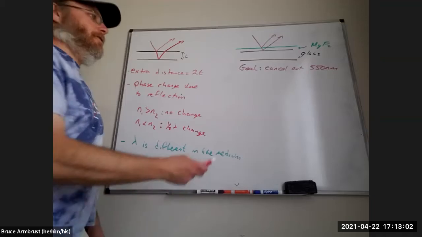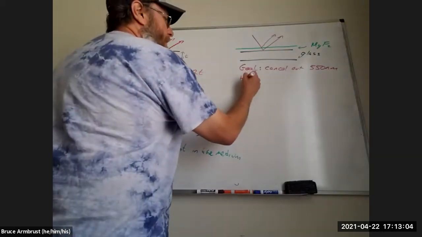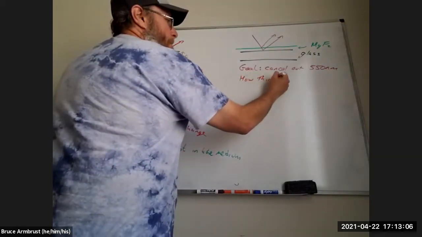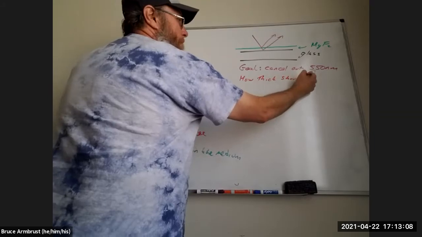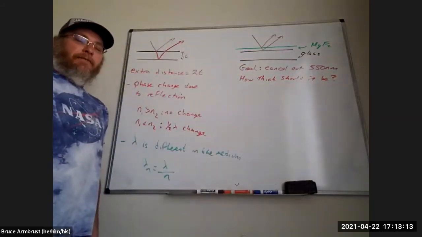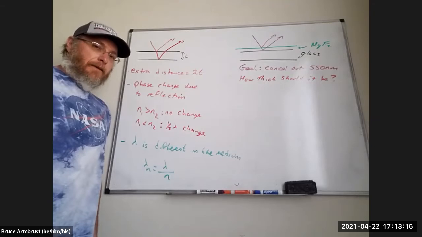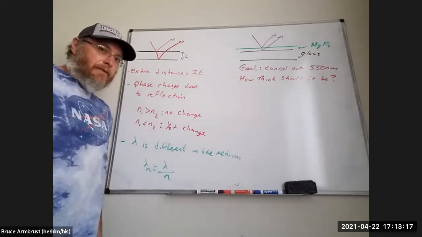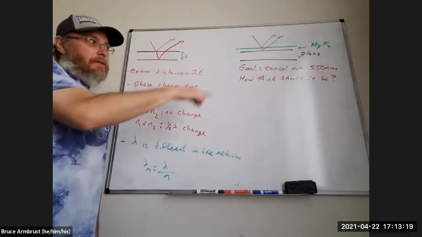So here's my question: how thick should it be? How thick of a layer of that magnesium fluoride should be on the glass to cancel out 550 nanometers?